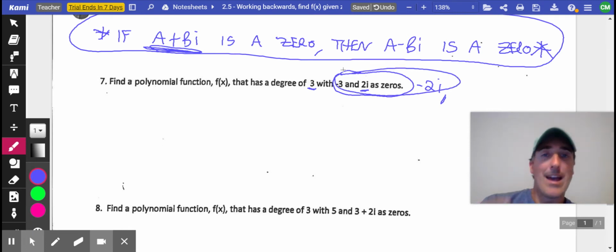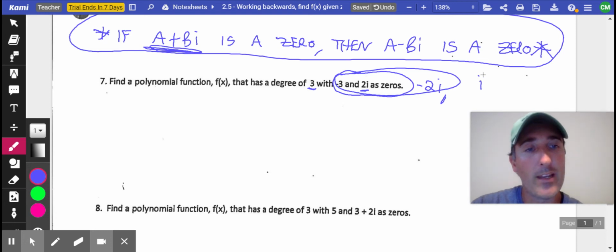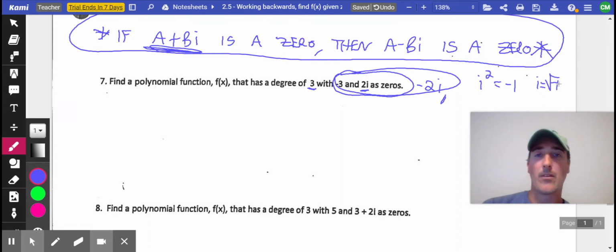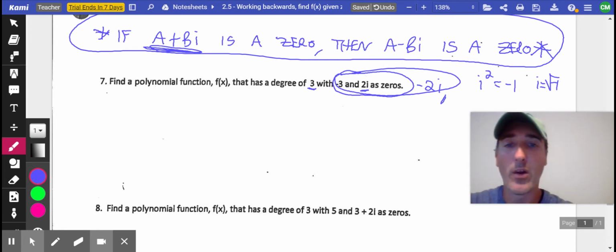Now, even though we have i, you might be thinking, well, how am I going to have i in f of x? Eventually, they're going to cancel out. One of the main things we have to remember is that i squared equals -1. That's because the definition of i is really the square root of -1. So when we multiply and FOIL out all the factors, we're going to get an i squared. We're not going to be left with i. That's going to go away.